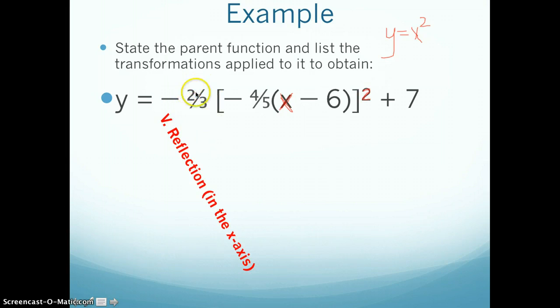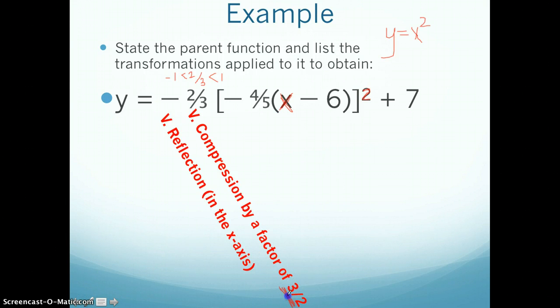The next thing I want to look at is this 2/3. This number is between -1 and +1. I know this is ugly writing, but all I have at home is my mouse on my computer. So 2/3 is somewhere between -1 and +1. It's not larger than 1, and it's not more negative than -1. Because of that, it is actually going to be a vertical compression. And we would say that it's a vertical compression by a factor of 3/2.